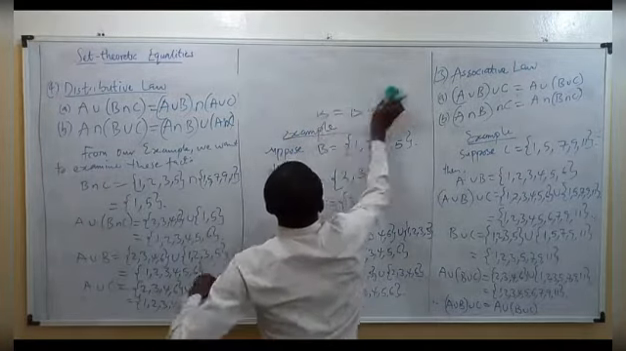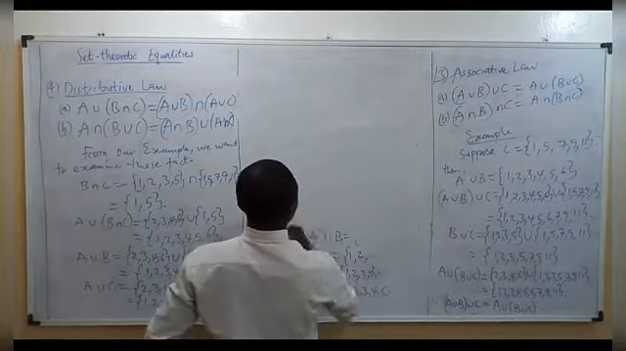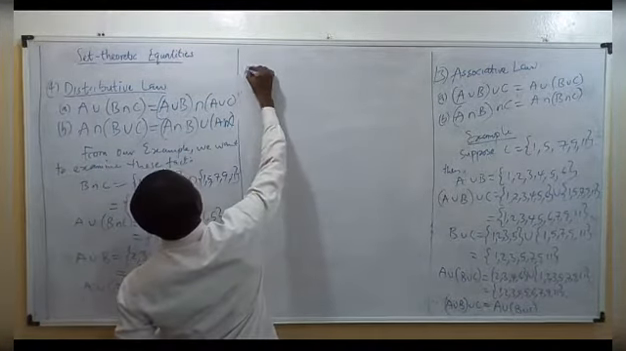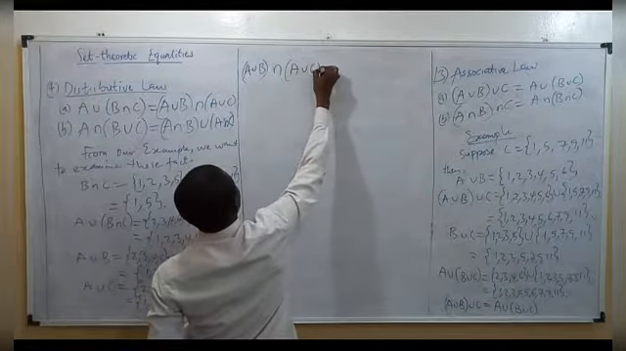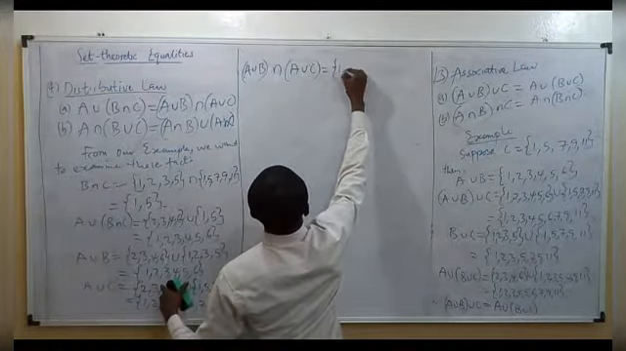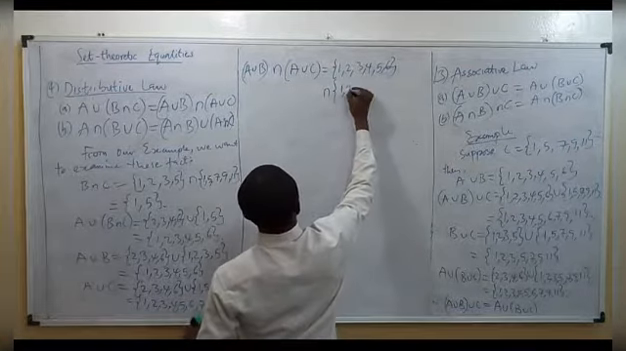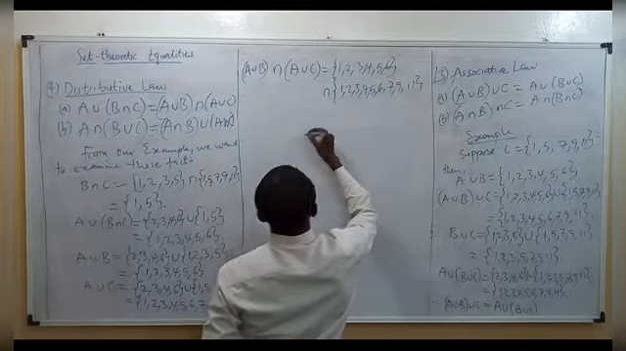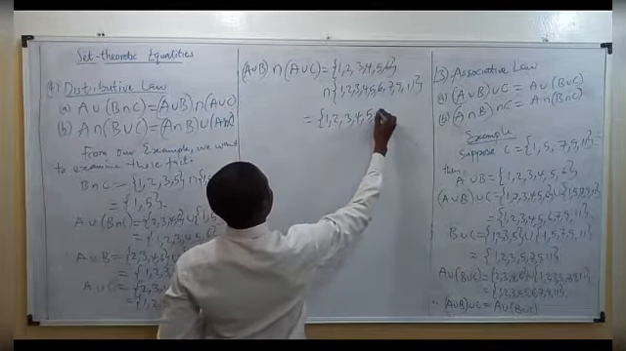Now, let's find the intersection of the two unions that we've just gotten. We want to see what that will give us. Our A union B intersection A union C will be equal to the result we got from A union B, which is 1, 2, 3, 4, 5, 6, intersection 1, 2, 3, 4, 5, 6, 7, 9, 11. So what's the common element between the two? Definitely the common element is 1, 2, 3, 4, 5, 6.